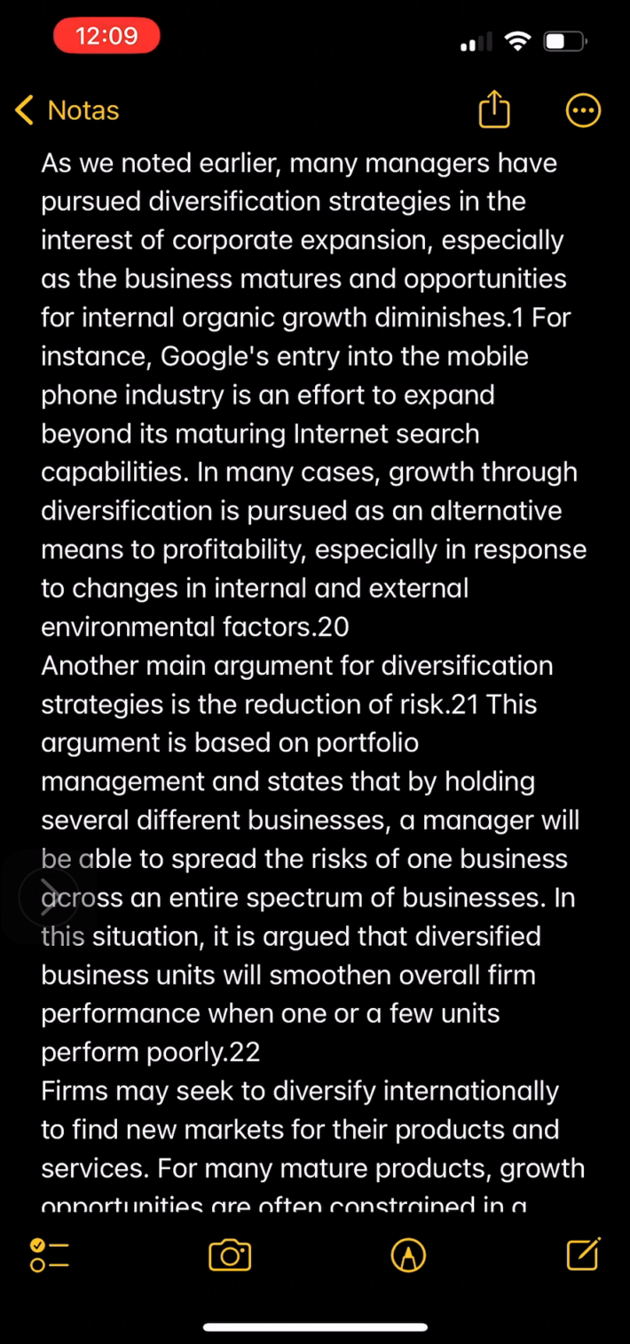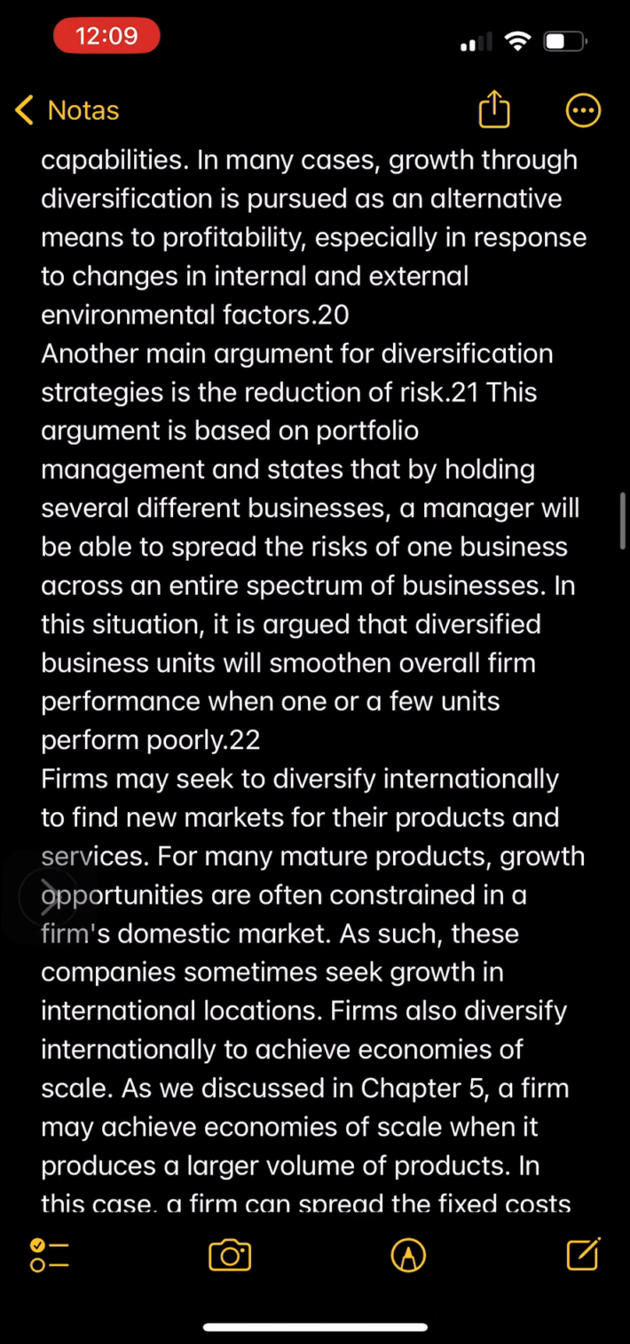Another main argument for diversification strategies is the reduction of risk. This argument is based on portfolio management and states that by holding several different businesses, a manager will be able to spread the risks of one business across an entire spectrum of businesses. In this situation, it is argued that diversified business units will smoothen overall firm performance when one or a few units perform poorly.